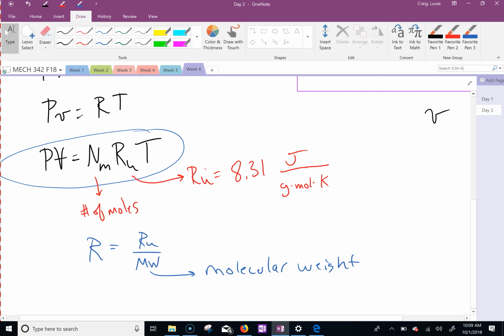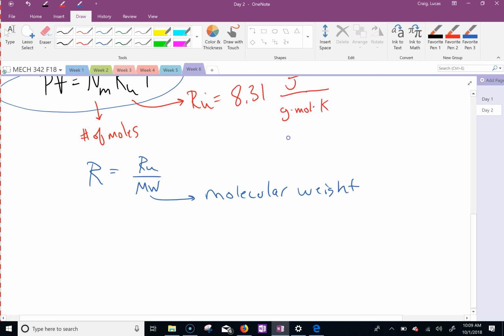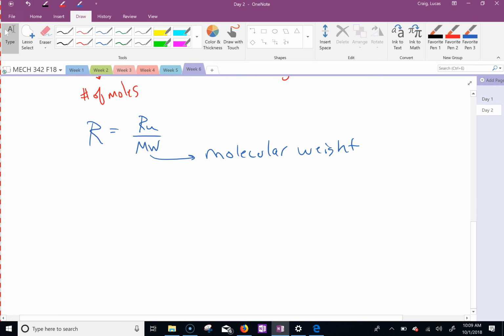Now, in order to use these equations, what's that? It's open book, open notes all the time. Yep.